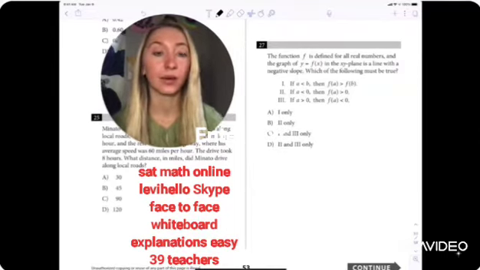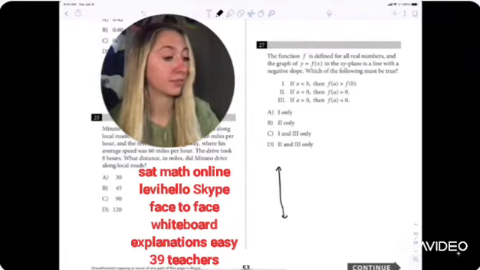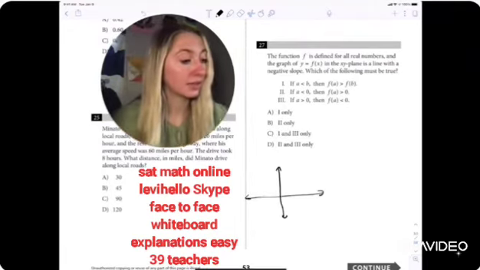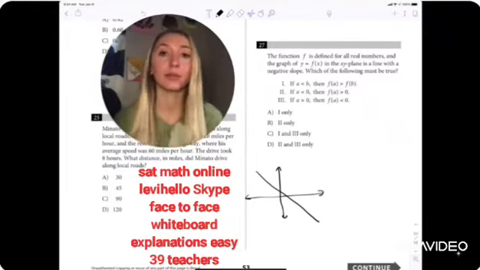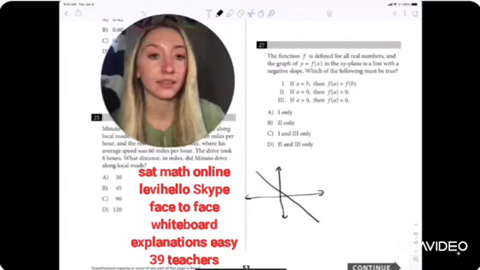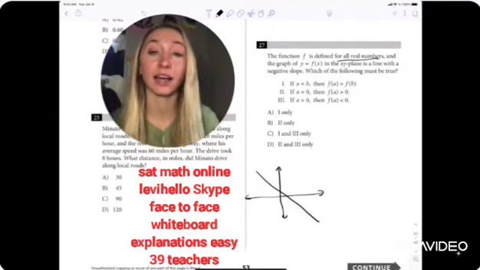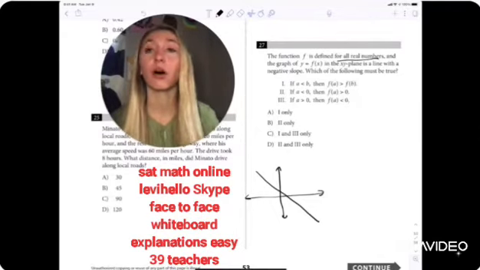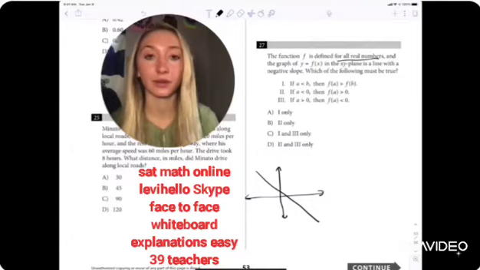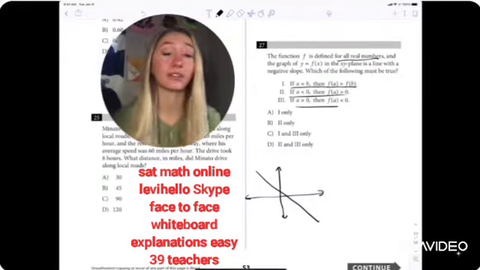Okay, so if the function f of x has a negative slope, it'll look something like this, right? It'll have a downwards pointing slope. And then what else does it say? It's defined for all real numbers. That means that at every point on the graph, I do have a point of the line. And so this is all we know. All that we know really is that it has a negative slope. And now we just need to go through each answer choice and see if it's correct or if it's incorrect.